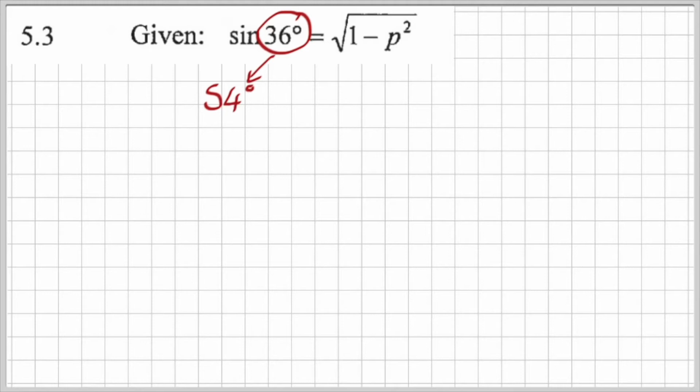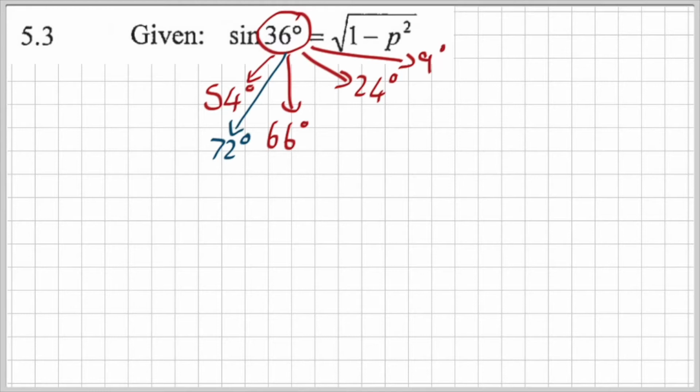So the first option is the 54, which again is cofunctions. The next angle I'm going to look at is 72 degrees. Why 72 degrees? You'll find out now. The next ones that I love to look at are 66 degrees, then 24 and 9. Where on earth do I get these seemingly random values from? Well, let's have a look.